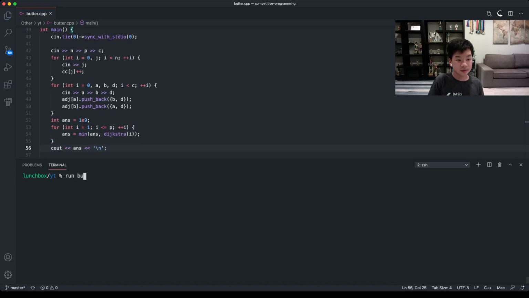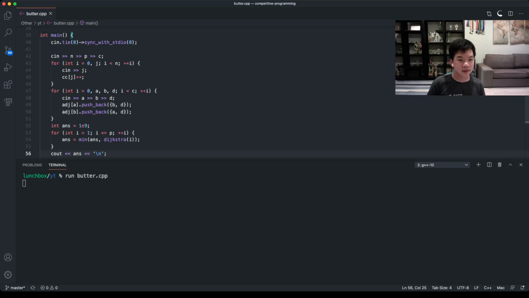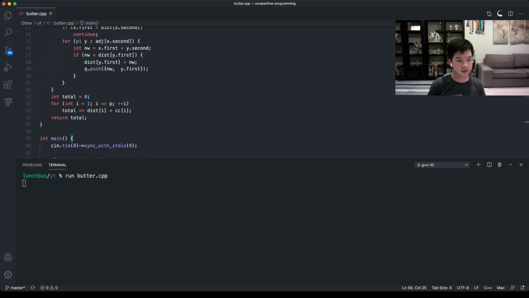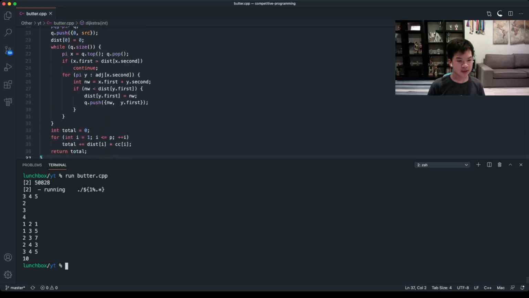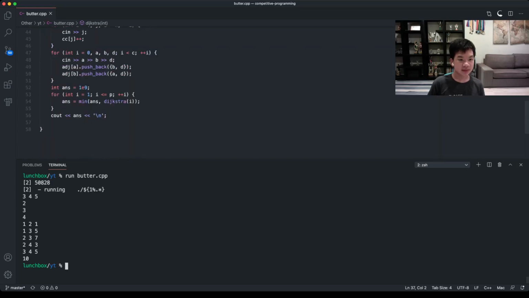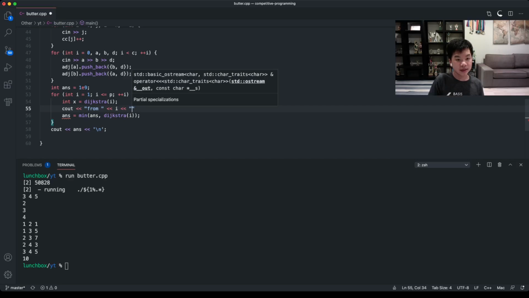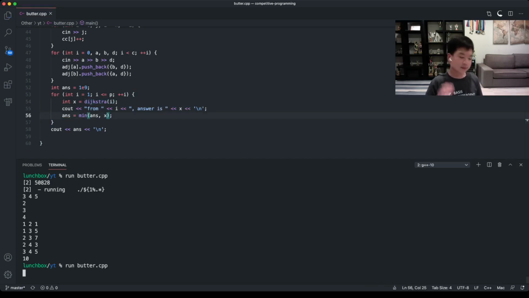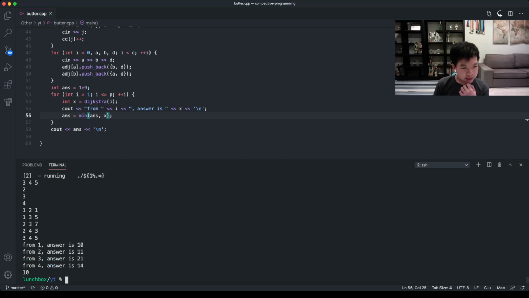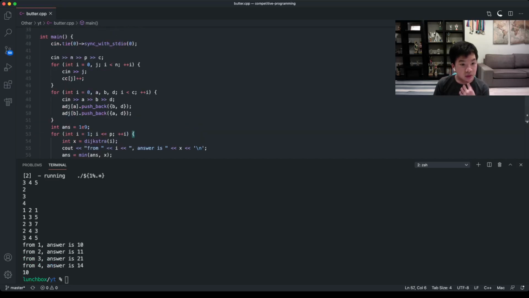Okay, so let's actually run this. All right. Okay, so that's our extra function. All right, it's running. Okay, 10, which is not correct. So what I'm going to do here is give this temporary value an x, which is going to be the extra. And I'm just going to print from I, answer is x. Okay, so from 1 answers 10, from 2 answers 11, and so on.